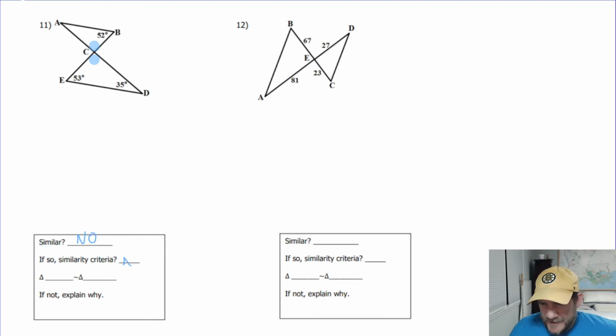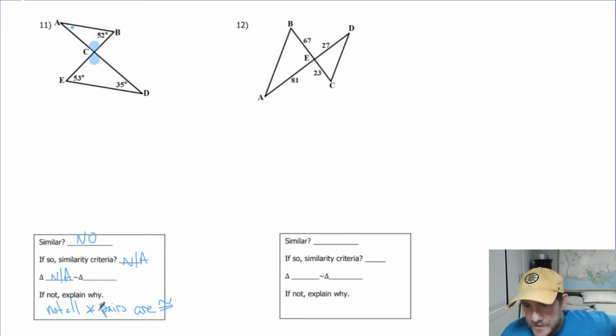If so, you'll say not applicable. Triangle congruent statement, you'll say not applicable. If not, explain why. You'll say, not all angle pairs are congruent. So we did have the vertical angles, but then the 53 and the 52, they were off. The 35 and whatever this turns out to be, they'll be off too. So since we don't have all of our angle pairs congruent, we can't be similar.